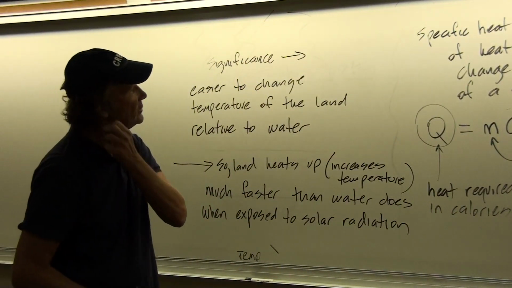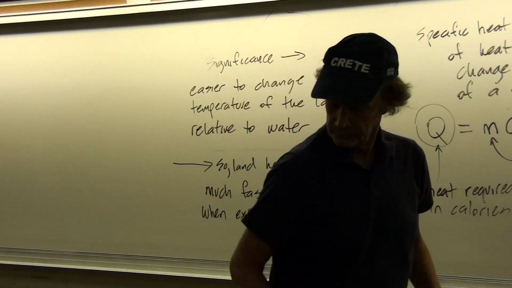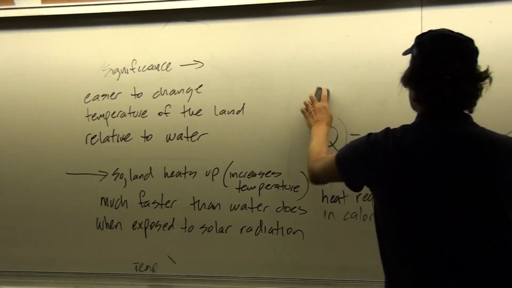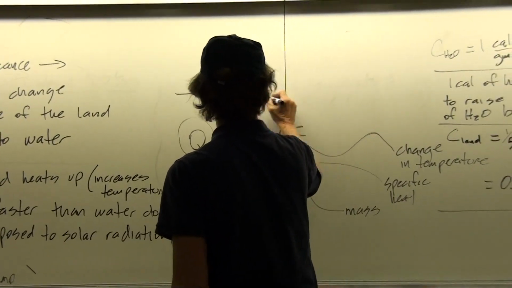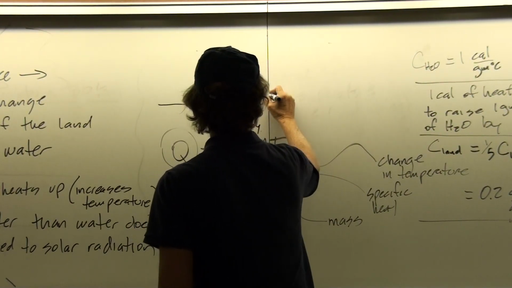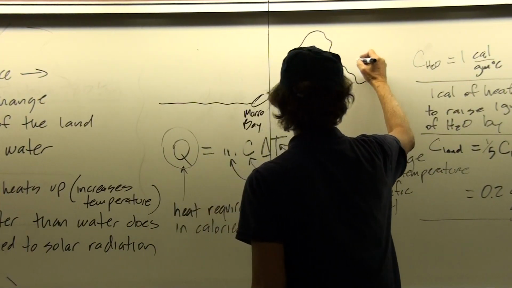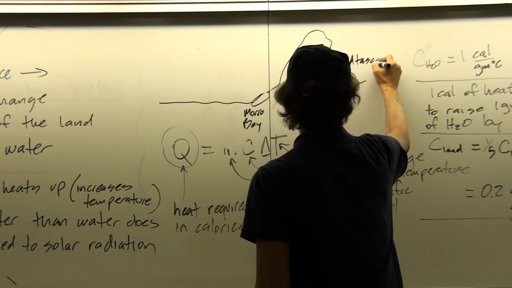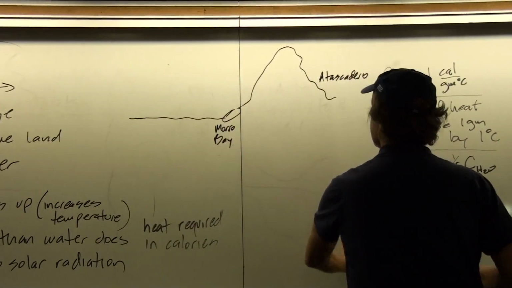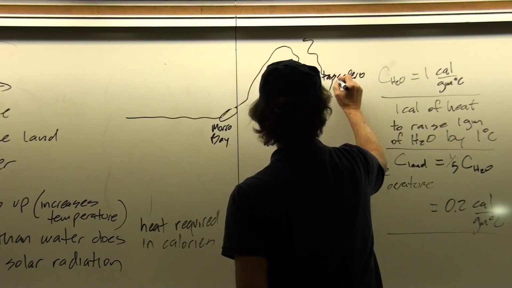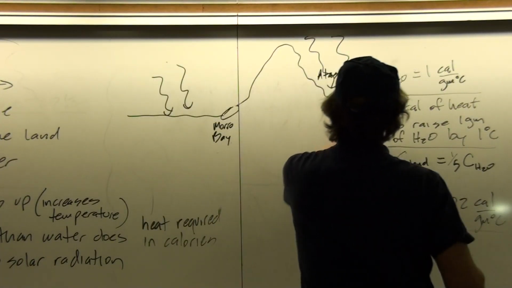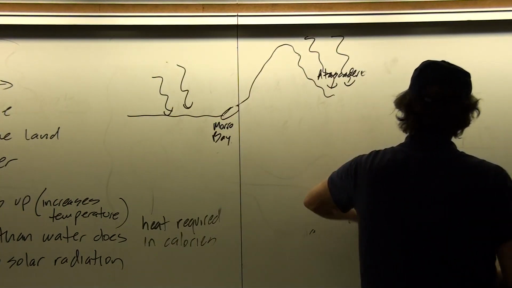And so typically you could get an area, say like what we would have around here, say Morro Bay. And then you go up over the coast ranges to Atascadero. And what we find is that the same amount of solar radiation coming in here as coming into the water creates more of a change in temperature over the land.